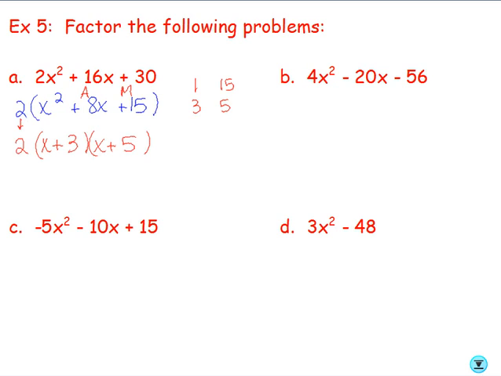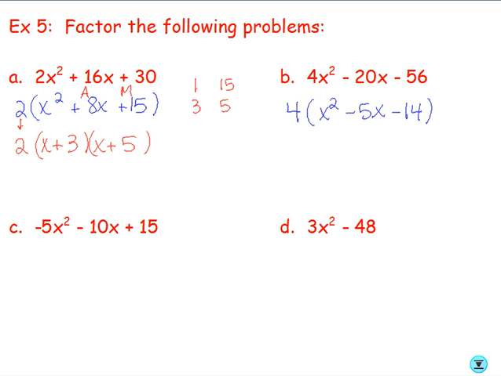On B, your GCF should have been that 4 right there. So write down the 4. 4 divided by 4 is x squared. Negative 20 divided by 4 is negative 5x. And negative 56 divided by 4 is negative 14.